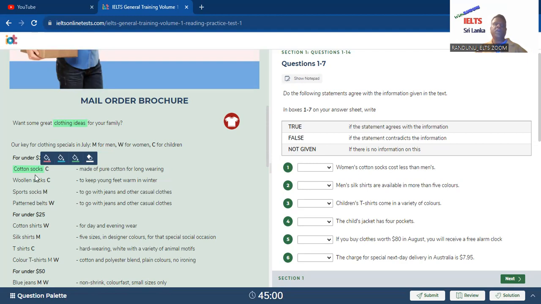No. When you come here, you can see some men's socks, sport socks. We don't know whether cotton or not. Whatever it is, men's socks information to some extent it is there. But women's cotton socks are not mentioned. So women's cotton socks information is not available. Right? So how can we take a decision? We can't take a decision because nothing is mentioned about women's cotton socks. Therefore, you can't take a decision. So the answer is not given. Right? You don't have information to determine the answer. So it's not given.